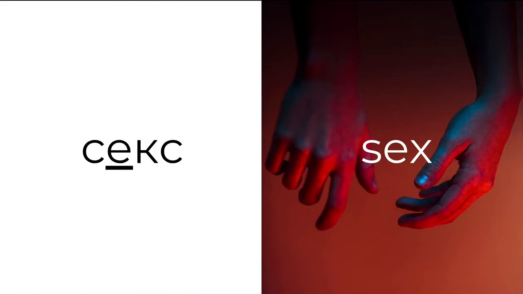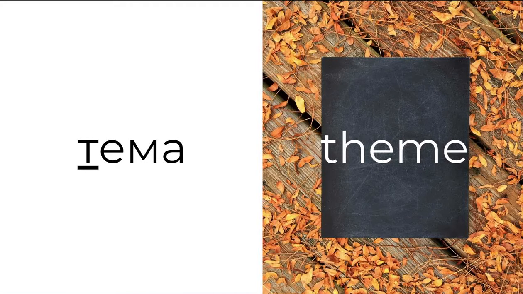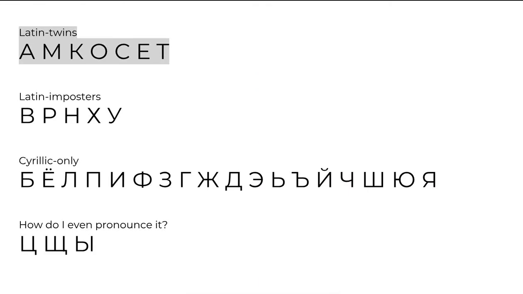And this is Ye. In the middle of the word, it usually sounds like E. For example, here, sex. And that's letter T, like in the word tema or theme. Notice that letter Ye makes T softer. Tema. We are through with the first part, and you already can read some Russian. Let's move on to the tricky group of Latin imposters.